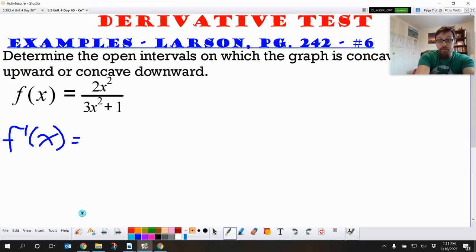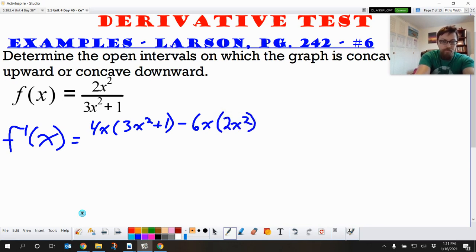So I need to do the derivative of the top, so that's 4x, times the bottom, 3x squared plus 1, minus the derivative of the bottom, which is 6x, times the top, which is 2x squared, all over 3x squared plus 1, oop, missed a square, squared.